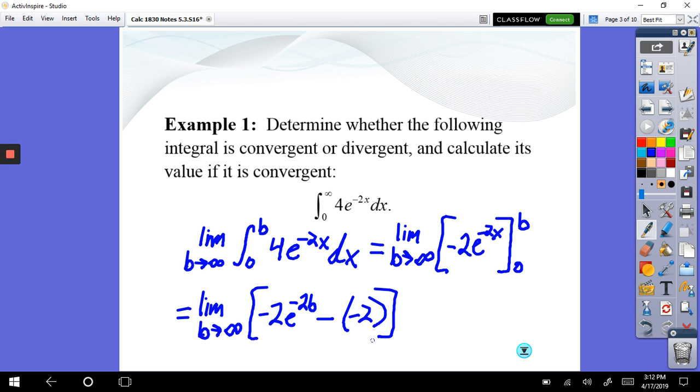All right, so we know that as b approaches infinity, we've got to see what's going on. Well, this e to the x, with the negative there, as it gets smaller and smaller, this is actually going to go to 0 as this limit gets bigger and goes to infinity. As b gets larger and goes to infinity, that's actually going to go to 0. So this ends up being 0 plus 2 when we plug in infinity in there. So this one goes to 2 and it converges.